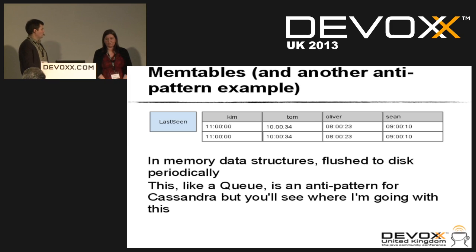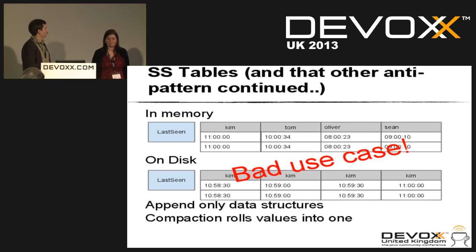So, I'll show you why this is a bad idea in the next slide. So SS tables are Cassandra's on-disk data structure. They're append only, which is why the writes are so fast, and they use some really clever tricks to minimize seeks, which is why the reads are so fast.